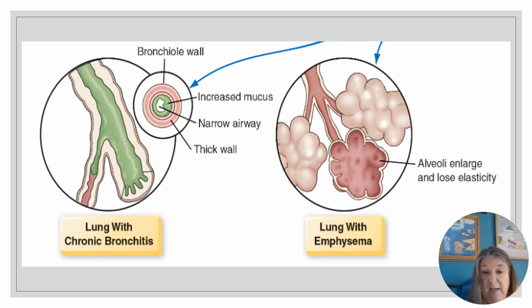This picture, slide 33, it shows what lungs with chronic bronchitis look like, right? Those bronchioles, they're inflamed, they're small, they're too little to exchange air. And then with the emphysema, it shows what our little alveoli are doing, how they lose elasticity.